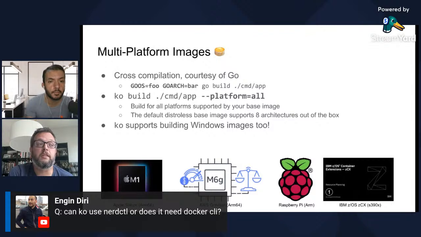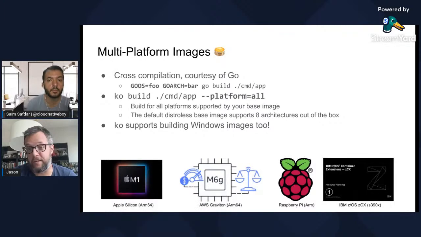Another huge feature in Go that it really shines on is multi-platform images. Again, this is possible because we take advantage of Go doing all of the hard work for us. Go does cross-compilation just out of the box. If you say, hey, Go build this binary for Linux ARM64, and I'm not on an ARM64 machine, it would cross-compile a binary for that platform.